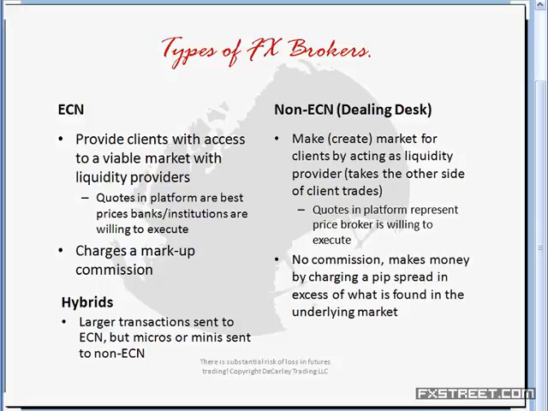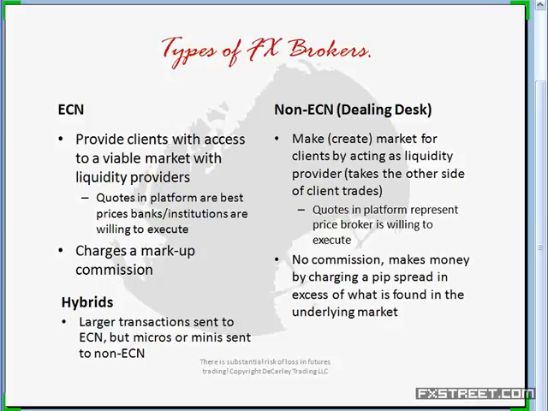You might also find hybrids. There are some firms that are actually both an ECN and a non-ECN in different situations. A lot of times the bigger transactions or the bigger accounts will go to the ECN side of things, and the smaller transactions like the minis or the micros are sent to a non-ECN. And this is actually not such a bad setup, because if you're trading minis or micros, it's probably not going to be the end of the world to be trading with a non-ECN broker. In fact, maybe it's even a little more convenient for you.